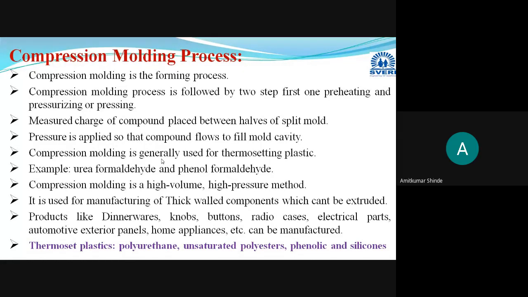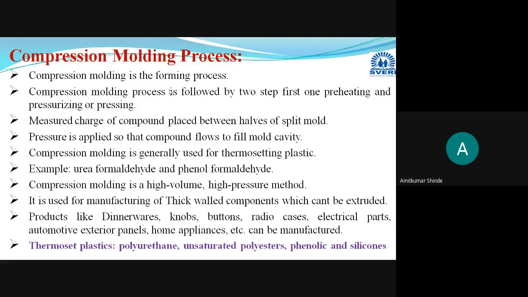The compression molding process is a forming process which we use to give different kinds of shapes to plastic parts. Generally this process is used for thermosetting materials. We can use it for thermoplastics also, but it is preferred for thermoset plastic materials. Generally this process consists of two stages. The first stage is the preheating stage and the second stage is the pressing stage.